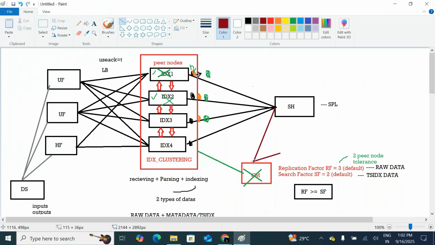What happens if you are having clustering? If you are in clustering, okay, what will happen is the search head will connect to the indexer cluster via CM first.